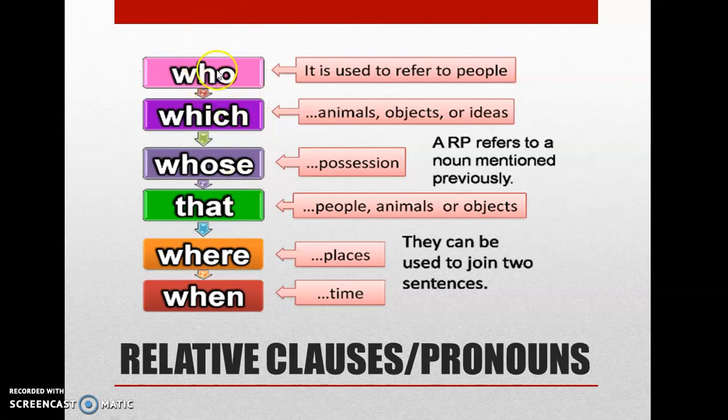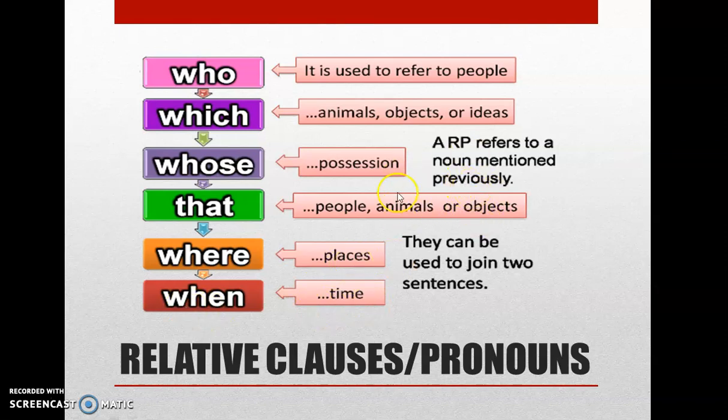So we are going to use who to refer to people, okay? Which, animals, objects, or ideas. Whose is to indicate possession. That, people, animals, or objects, okay? Where, places, in this case, and when, for time, okay?